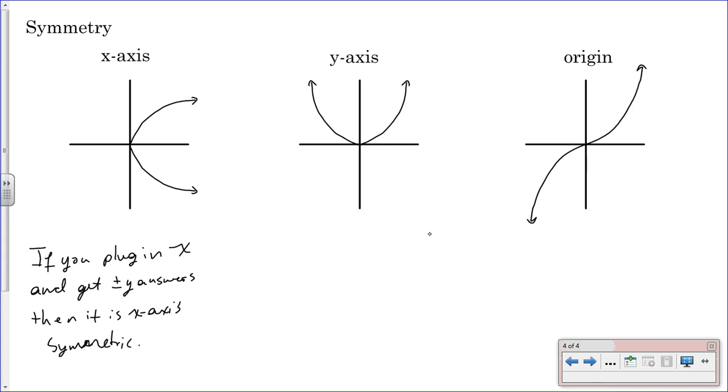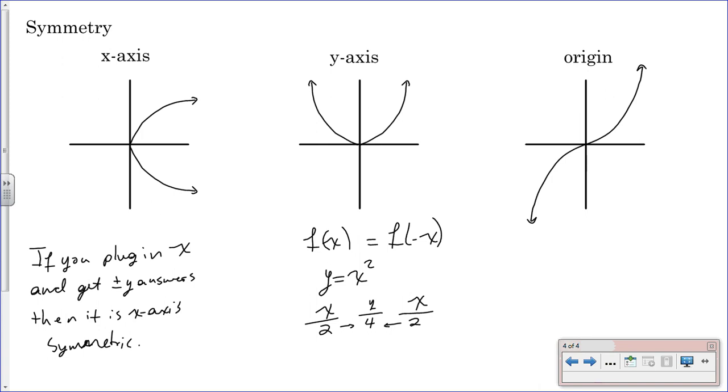All right. Y-axis symmetry. If you take f of x and you replace x with a negative x, and you get the same value, you have y-axis symmetry. For example, y equals x squared. If you plug in x as -2, your y value will be 4. If you plug in x as +2, your y value is also 4.